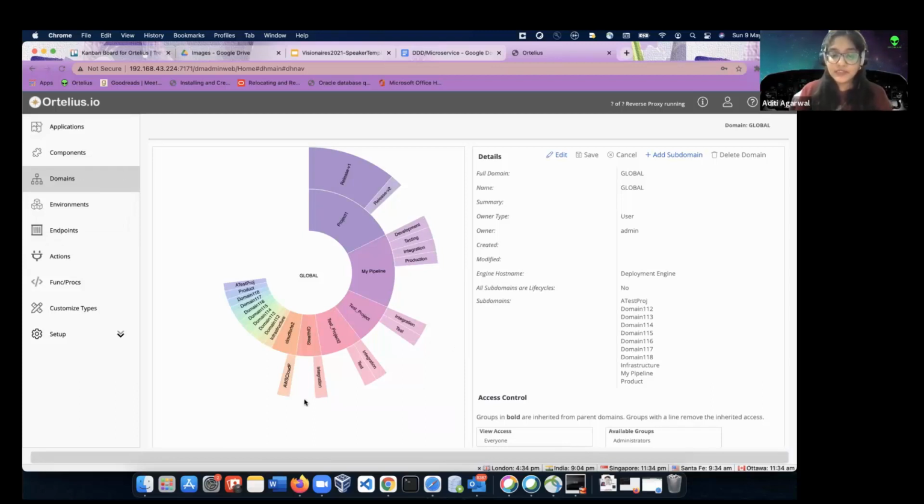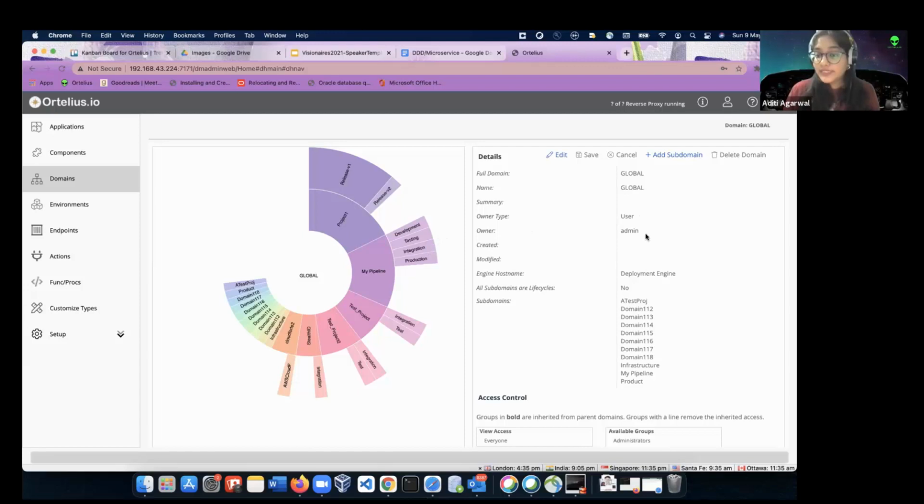This is the sunburst map which I was talking about, which represents all the domains I have in my Ortelius dashboard. This is the global domain. Since I have the on-prem version of Ortelius, I have this global domain, which is further divided into multiple subdomains. For example, this project one, my pipeline, and so on. These are all the subdomains. And inside these subdomains, I have further subdomains, which can be considered my project domains. So this is the development project, this is the testing project, this is the integration project, and so on.